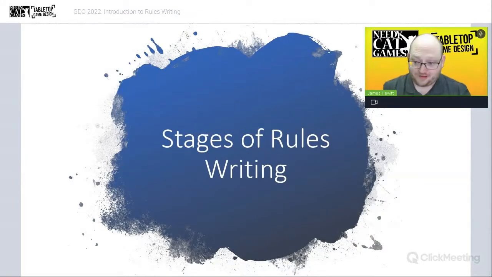So we know what we're trying to do. Let's talk about the stages of rules writing. This should be familiar by now. You notice there's a process. Like the Needy Cat design process is quite fractal. Everything kind of replicates itself outwards. So in the same way that we have the different stages of game design, we have the different stages of rules writing. Or rather, what we're looking at really is the different types of rules writing you need at each stage of game design.